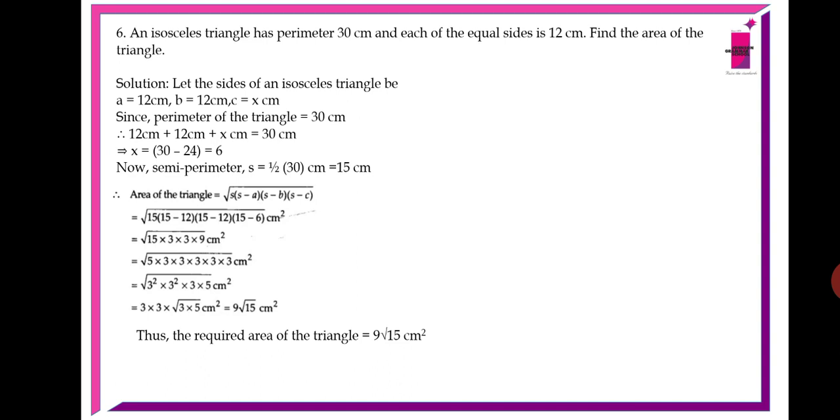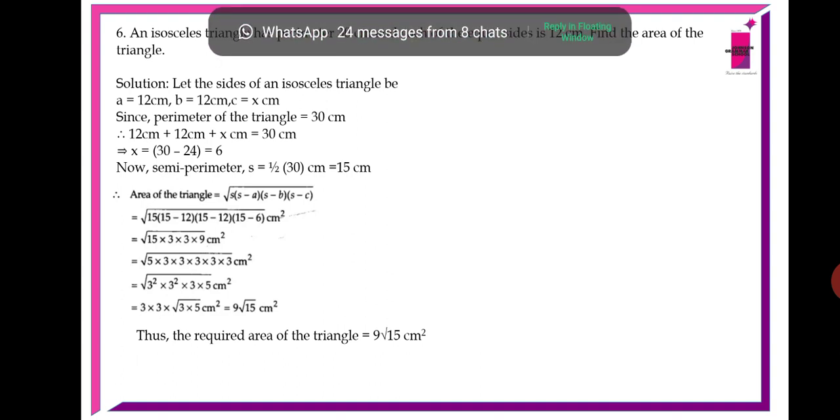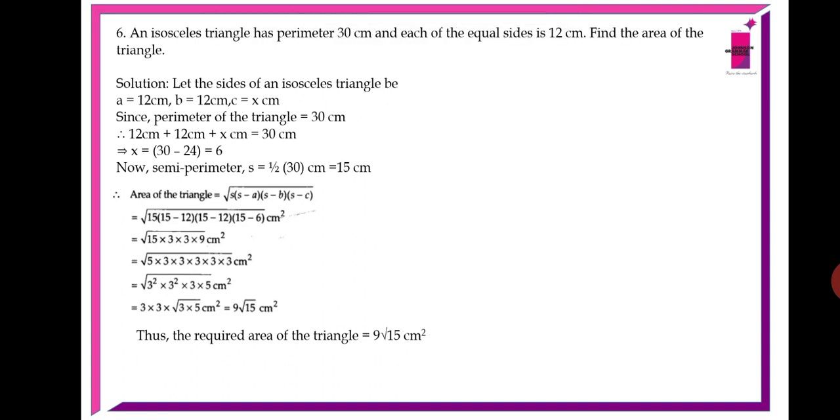Last question of this exercise. An isosceles triangle has perimeter 30 centimeters and each of the equal sides is 12. Find the area of the triangle. Now first of all, equal sides 12 means the two sides are 12 plus 12, 24, and the perimeter is 30. So 30 minus 24 equals 6. The unknown third side is 6 centimeters.